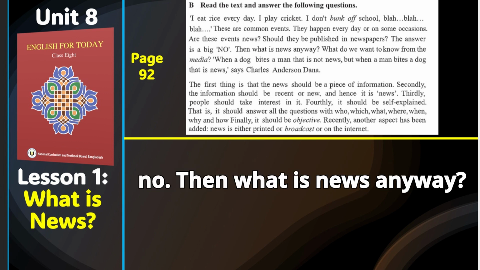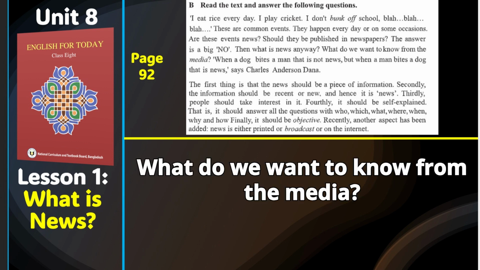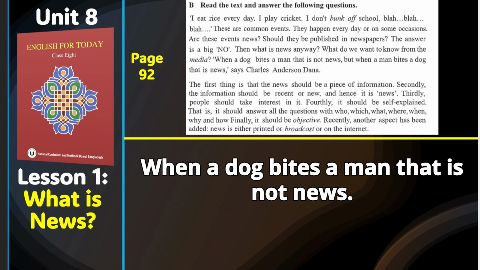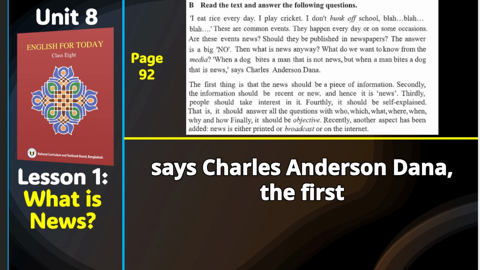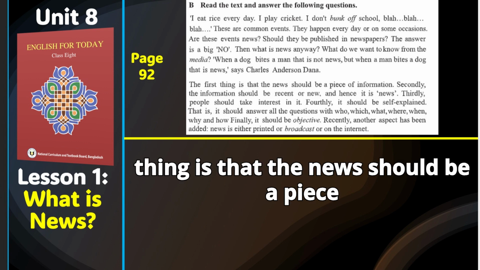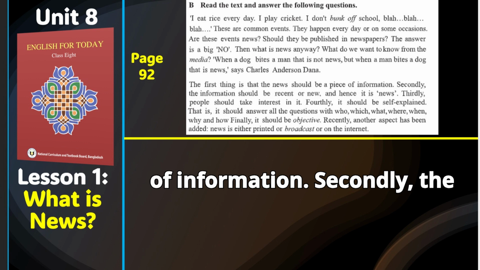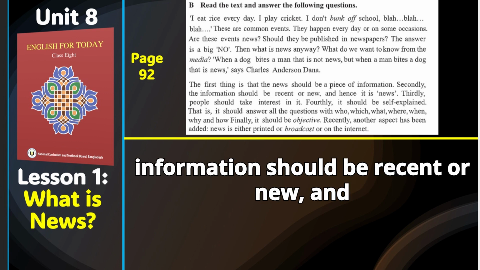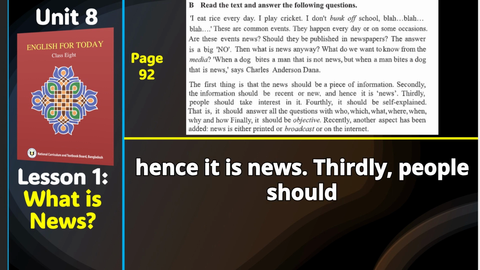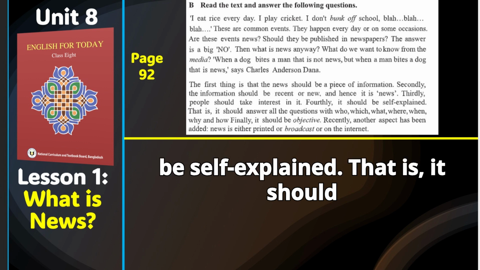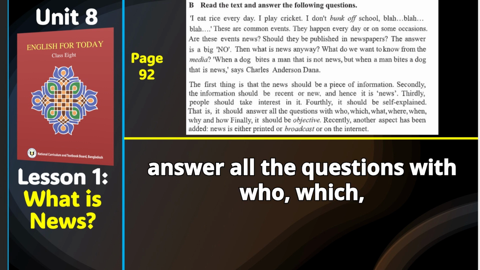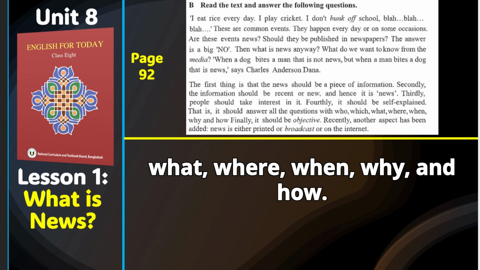Then what is news anyway? What do we want to know from the media? When a dog bites a man, that is not news. But when a man bites a dog, that is news, says Charles Anderson Dana. The first thing is that the news should be a piece of information. Secondly, the information should be recent or new, and hence it is news. Thirdly, people should take interest in it. Fourthly, it should be self-explained. That is, it should answer all the questions with who, which, what, where, when, why, and how.